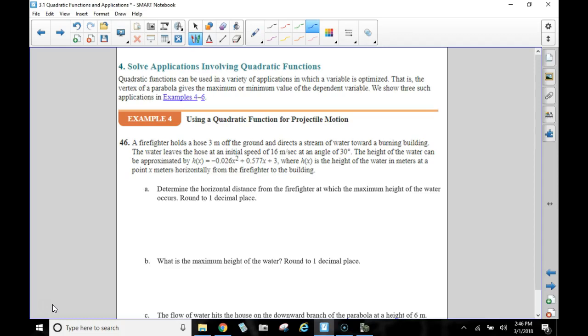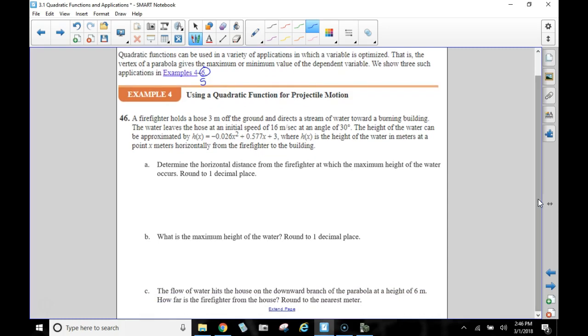All right, so actually in examples 4 and 5, we are going to be looking at applications of quadratic functions. I think there is an additional example 6 in the ebook if you would like to look that up and see how that works. Okay, but here's our example 4. Using a quadratic function for projectile motion.